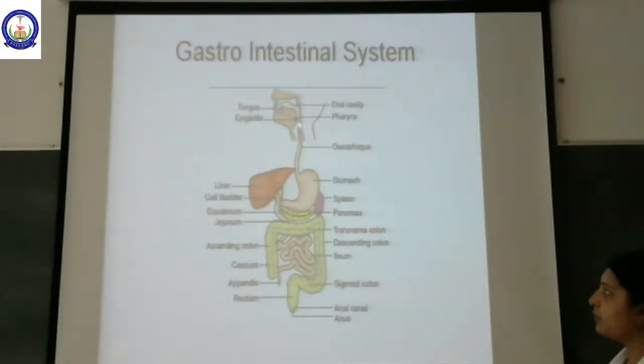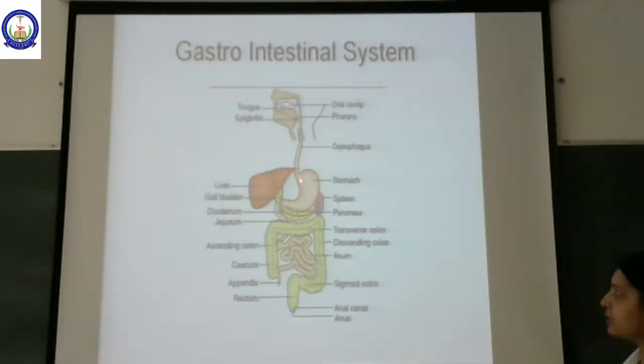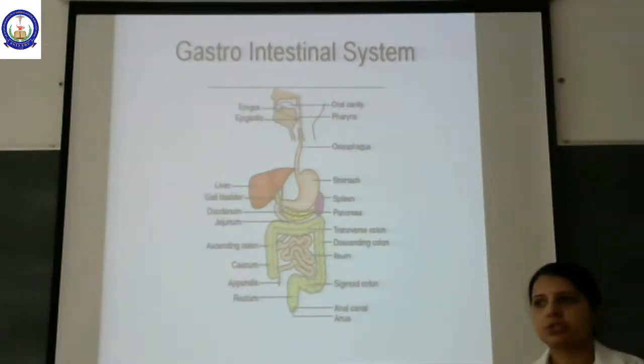Next we have the pharynx. From the oral cavity, the food goes into the pharynx, and from the pharynx it goes to the esophagus, a long muscular tube-like structure. From the esophagus it enters the stomach, a J-shaped structure, and from the stomach into the duodenum. From here starts the small intestine. This is the duodenum, and this is the jejunum and the ileum. Duodenum, jejunum and ileum together constitute the small intestine.